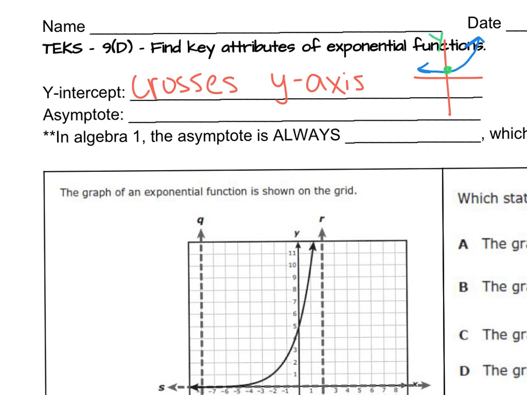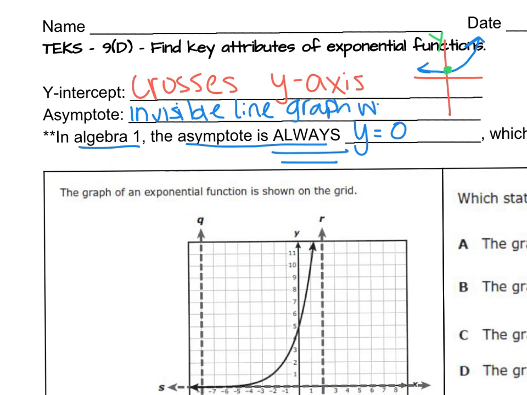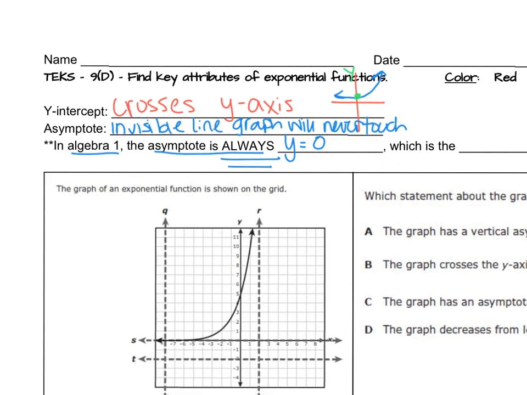crosses the y-axis. The asymptote is always the same thing for Algebra 1. Always, it's y equals 0. So in Algebra 1, the asymptote is always y equals 0. The asymptote is an invisible line that the graph will never touch. So it'll get really, really close, but it will never touch.